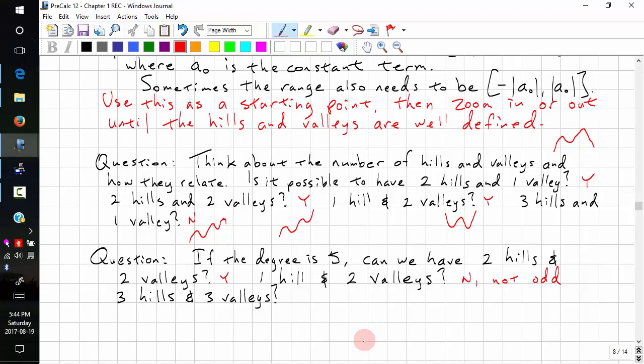3 hills and 3 valleys. Okay, 3 hills. 1, 2, 3. 1 hill, 1 valley, another hill, another valley, another hill, another valley. Okay, so this is odd, but degree is greater than 5. Okay, so this is at least a degree 7 function. And that completes this lesson.